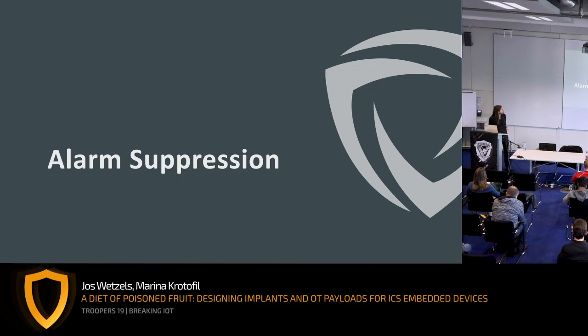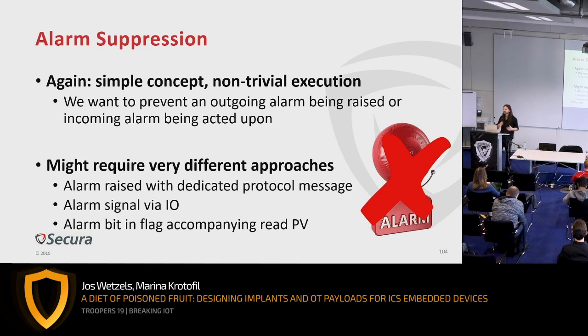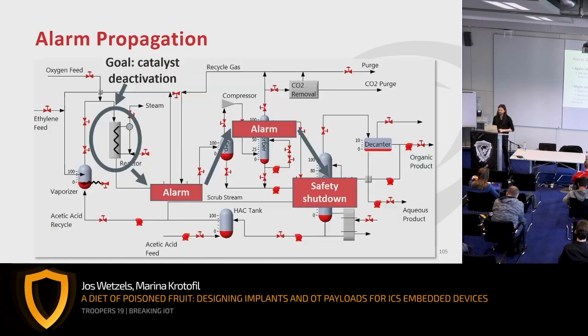Now, a second kind of payload is alarm suppression, and this is part of preventing this kind of safety response. So again, simple concept, non-trivial execution. What we basically want to do is prevent an outgoing alarm being raised or an incoming alarm from being acted upon. And this might require very different approaches, because an alarm might be raised with a dedicated protocol message, it might be outgoing through some kind of I/O signal, or an alarm bit might be in a flag accompanying a process variable, something like that.